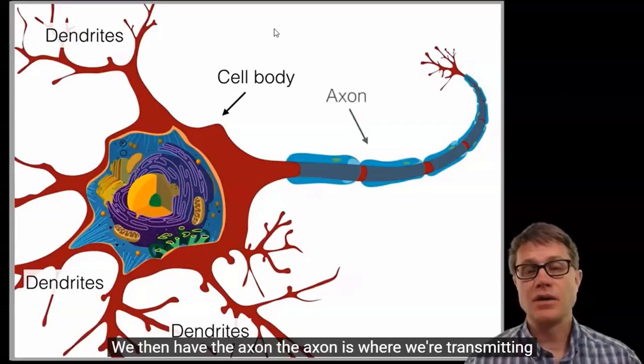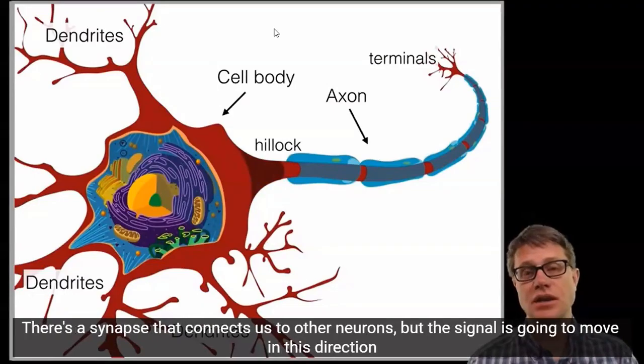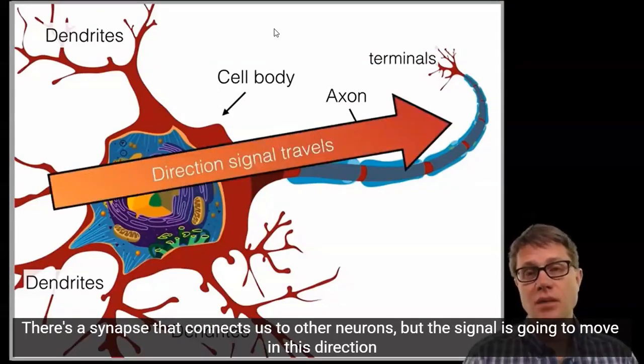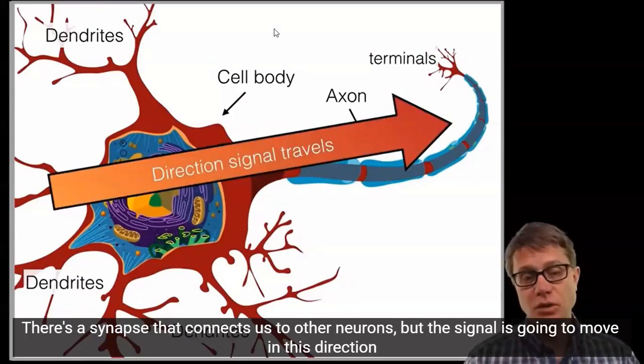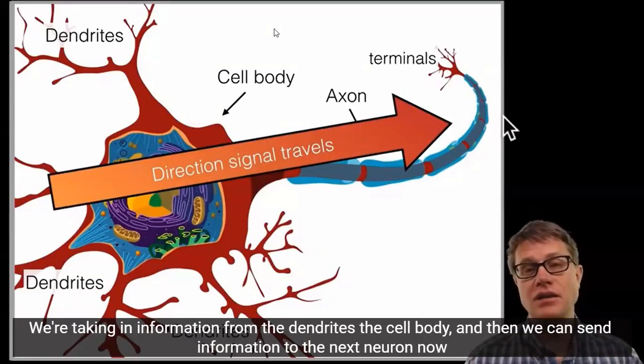We then have the axon. The axon is where we're transmitting information. It begins at the axon hillock and is going to move to the terminals. Now remember that the terminals, there's a synapse that connects it to other neurons. But the signal is going to move in this direction. We're taking in information from the dendrites, the cell body, and then we can send information to the next neuron.